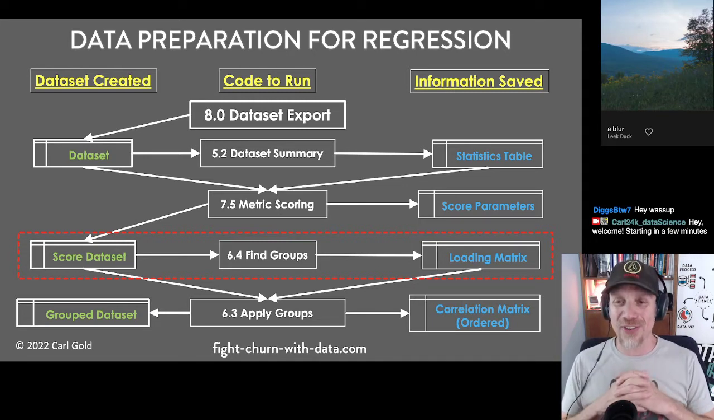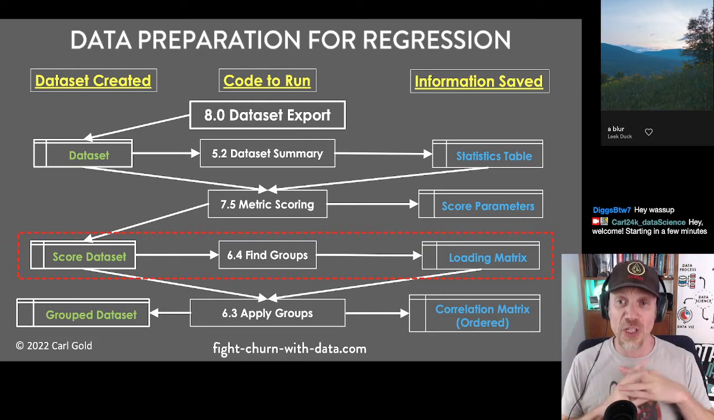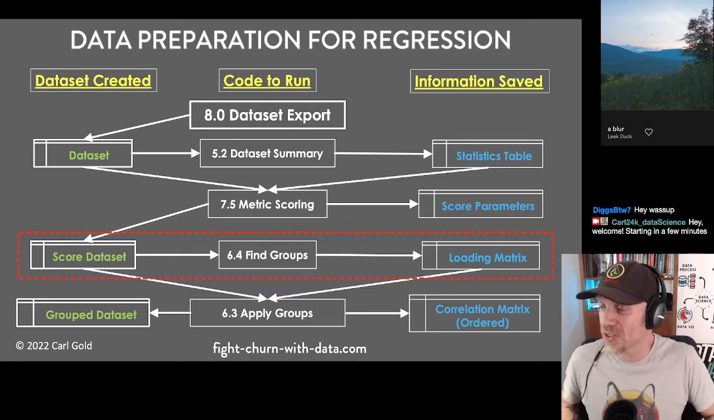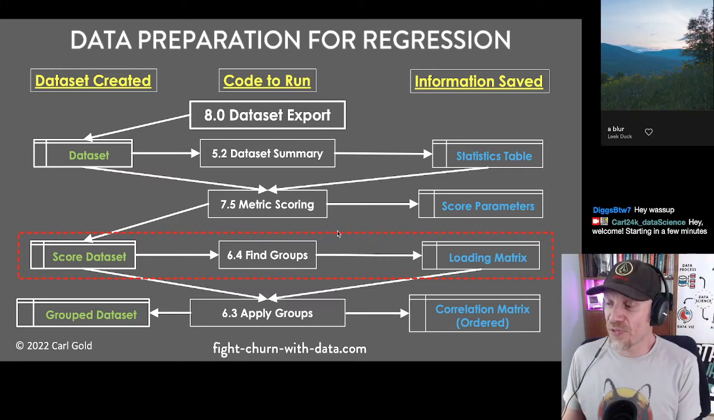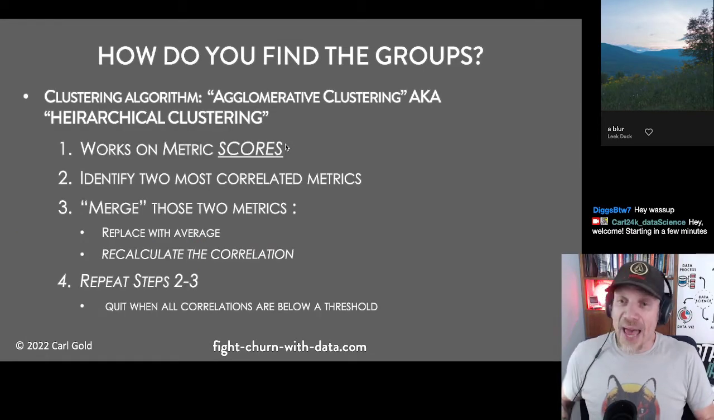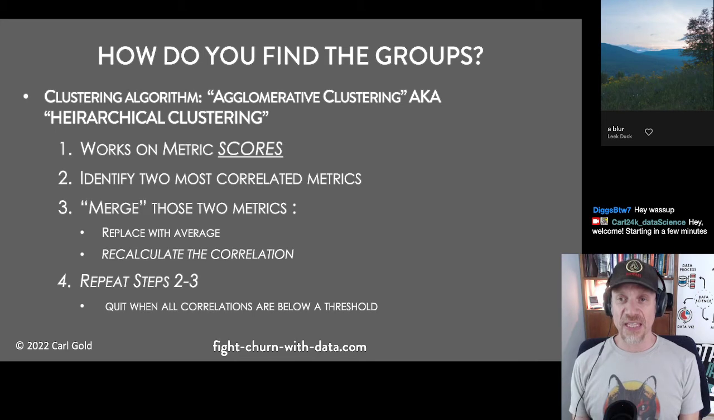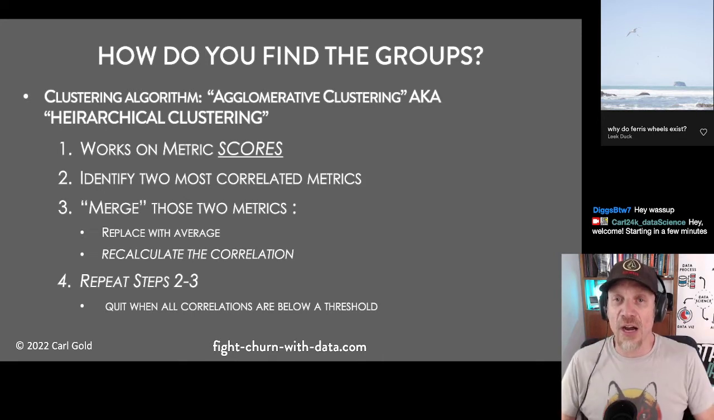What does reducing the dimension of the data set mean in English? It means having fewer columns, because the columns in the data are like the number of variables. So we're going to have fewer columns, and we're going to find groups and use something called a loading matrix. How do you find groups in data? We're going to look at an algorithm called hierarchical clustering, or agglomerative clustering, which is a kind of weird word.